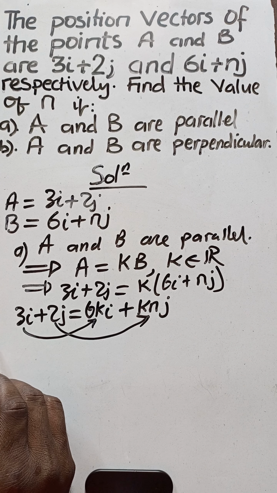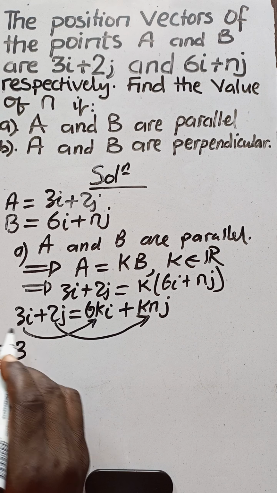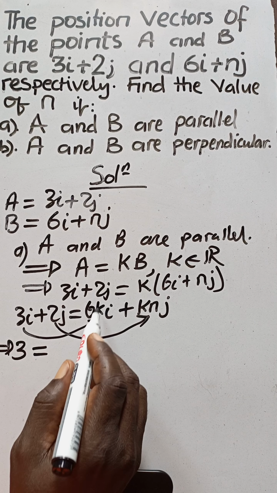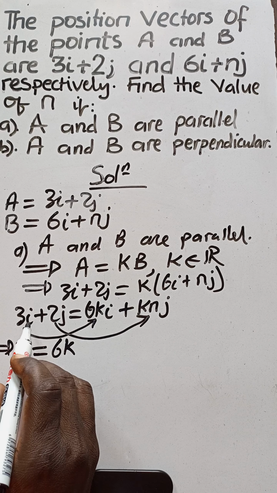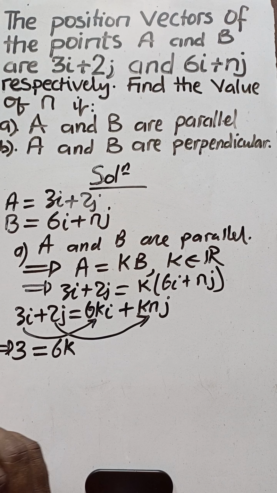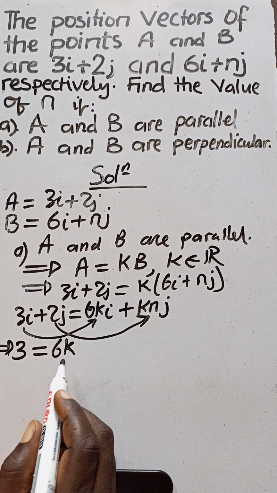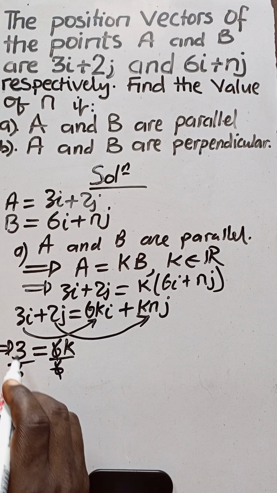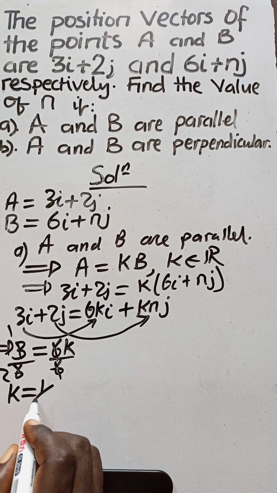And so if we do that, for the vector on the left hand side, the i component is 3. It should be equal to the i component of the vector on the right hand side, 6k. Take note, we don't include the i again. We're just taking the coefficients, or the components. The component of i here is 3, the component of i here is 6k. So we can get the value of k if we divide both sides by 6, so that the value of k is a half.